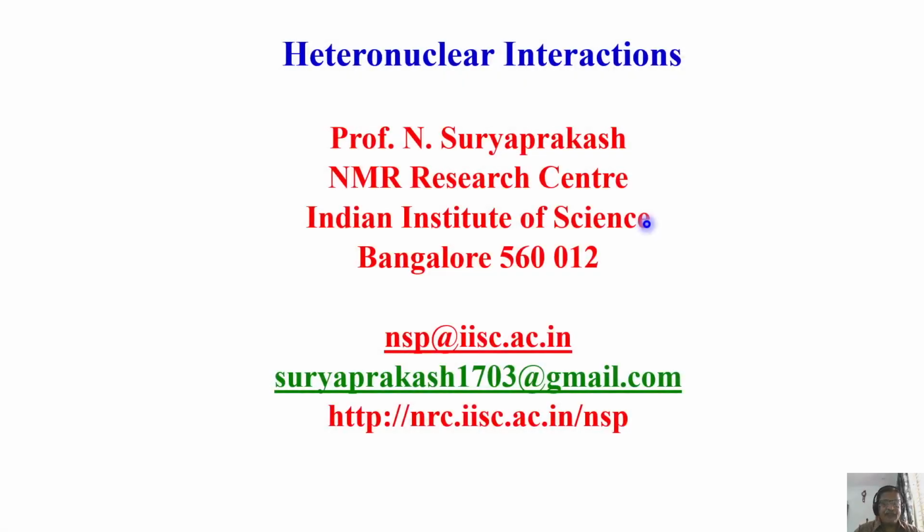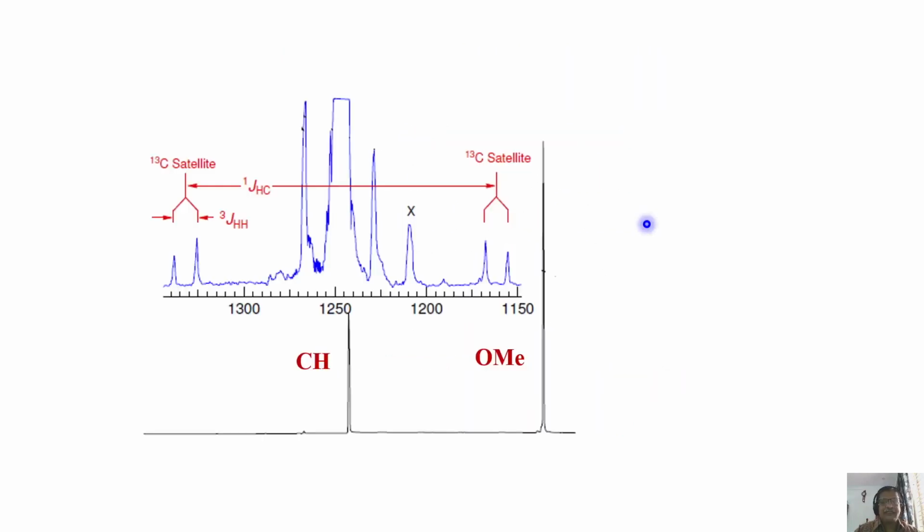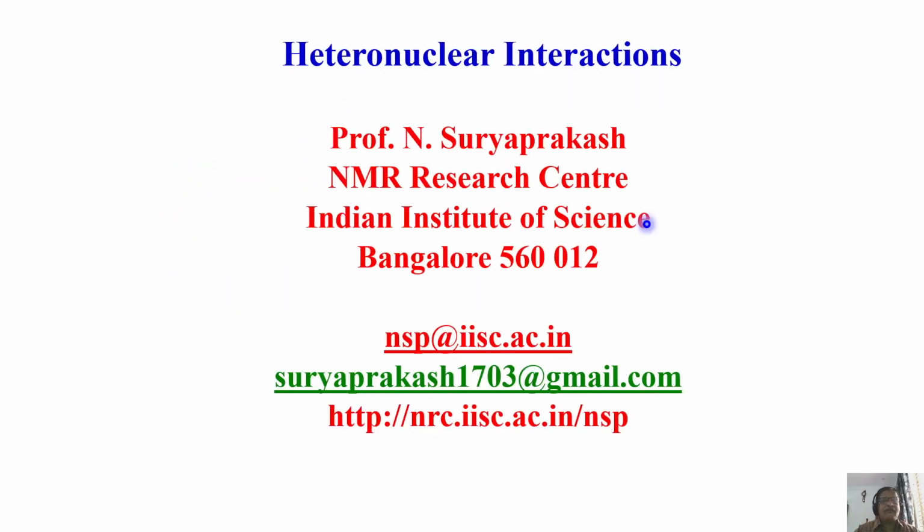Welcome back. Today, let us continue with heteronuclear interactions. In the last class, I introduced many interaction parameters as far as the heteronuclear are concerned, between abundant spins, abundant and rare spins, and between rare spins. Many varieties of interactions you can see.